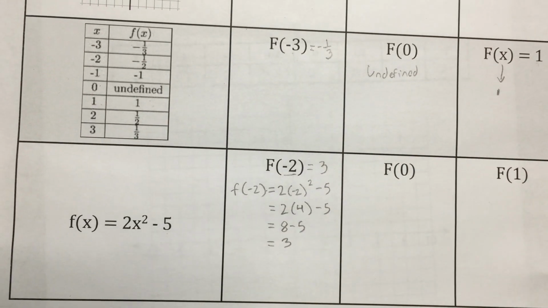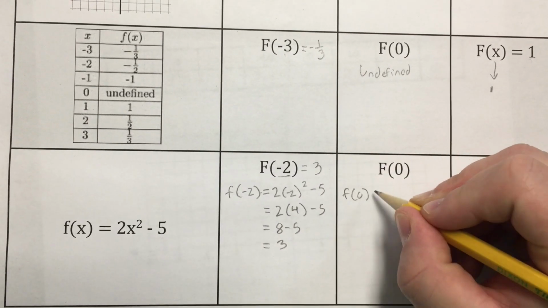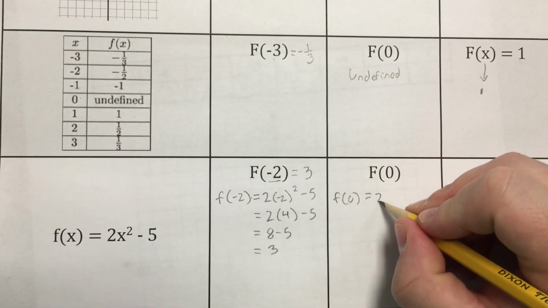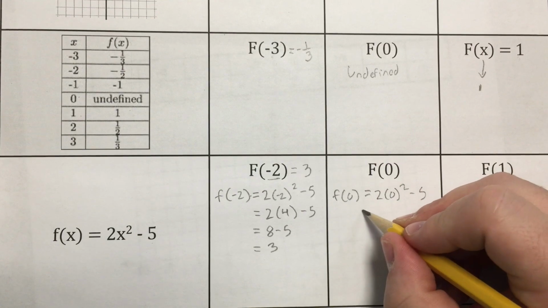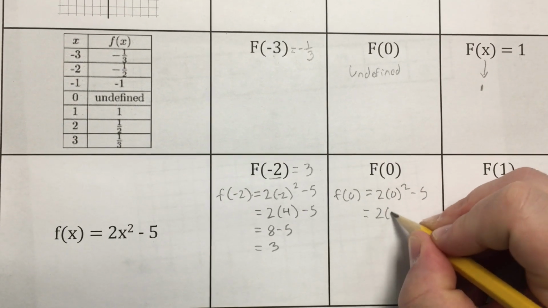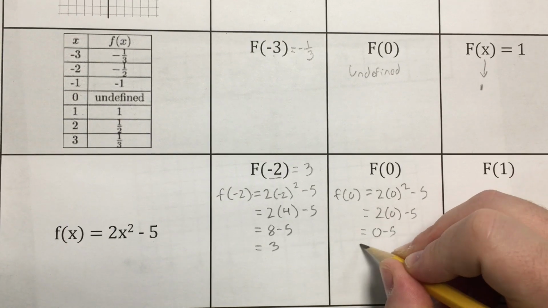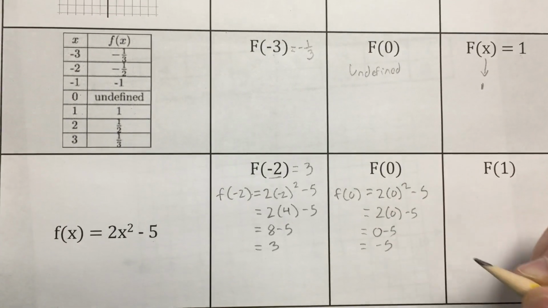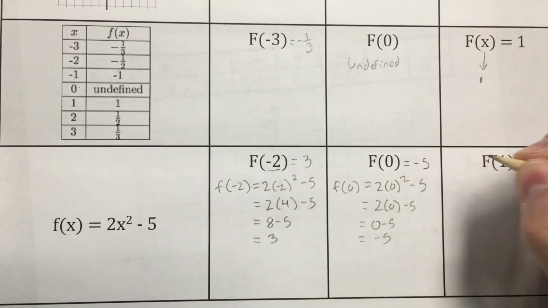We're going to do the same thing here with 0. We're going to substitute it in. F of 0 equals 2 times 0 squared minus 5. 0 squared is 0. 2 times 0 is 0. And 0 minus 5 is negative 5. So f of 0 is negative 5.